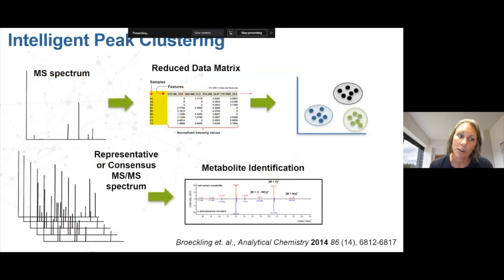The result of this type of approach is a drastically reduced data set that most likely more accurately reflects the number of metabolites in our system that we're actually detecting. We can use the quantitative data from these new peak clusters in our statistical analysis. Additionally, we can generate either a representative or a consensus MS/MS spectrum from the peaks in each cluster to assign our compound structure, which gets us to the metabolite annotation piece.